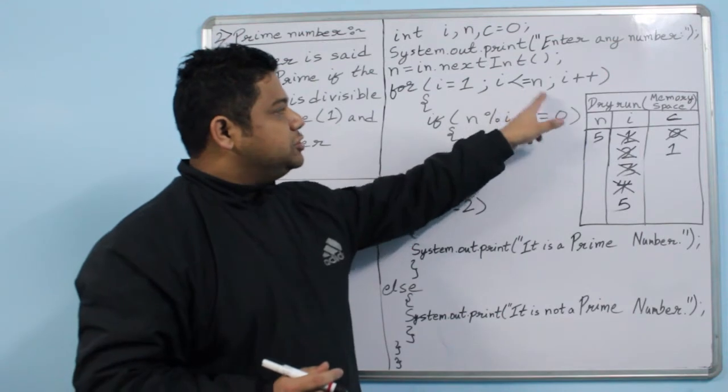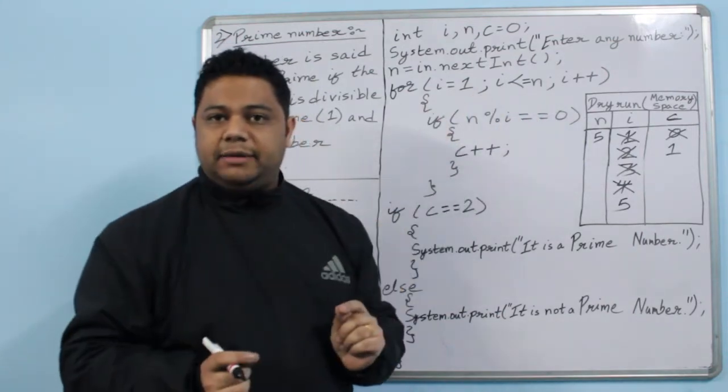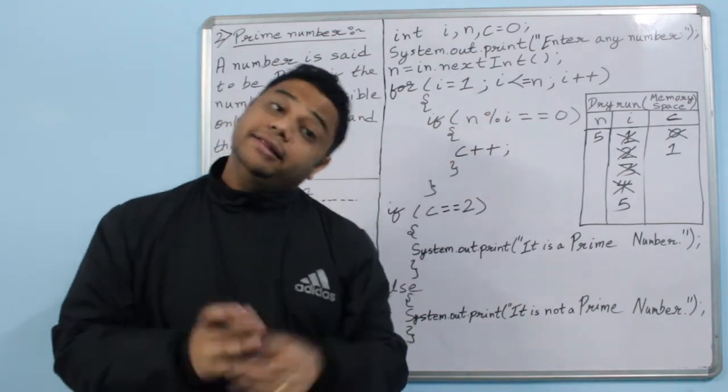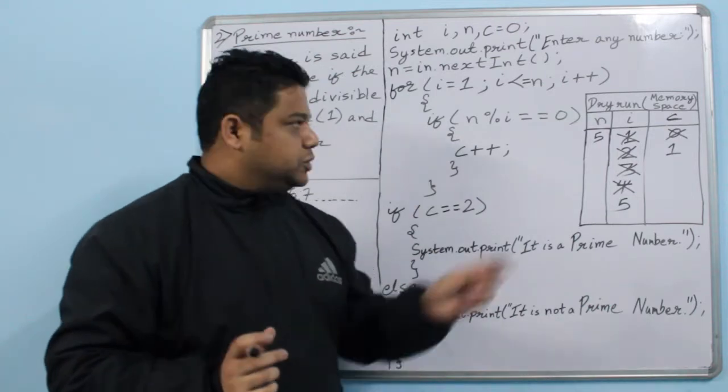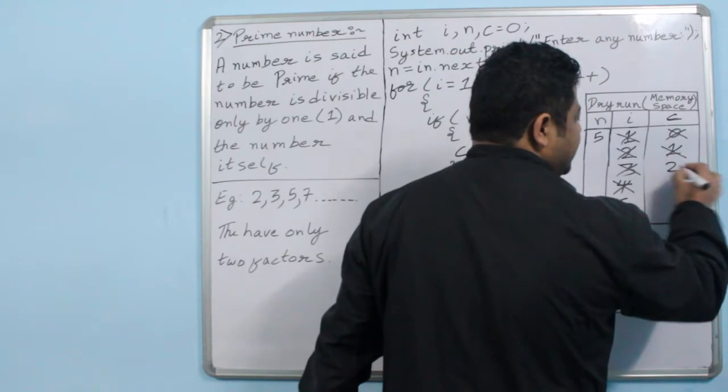So 5 is less than or equal to 5, again true because we have equal to. We are including the number also, unlike the perfect number program. So we have 5 modulus 5. Obviously, when you divide a number by the number itself, the remainder is 0. So the statement is true, the counter variable value becomes 2, incremented by 1.